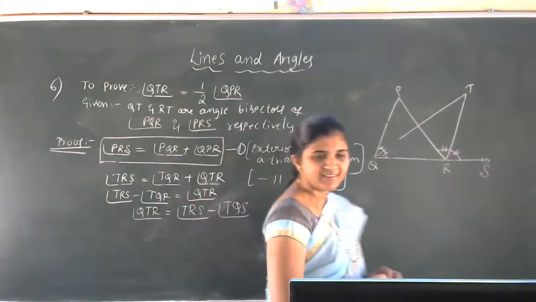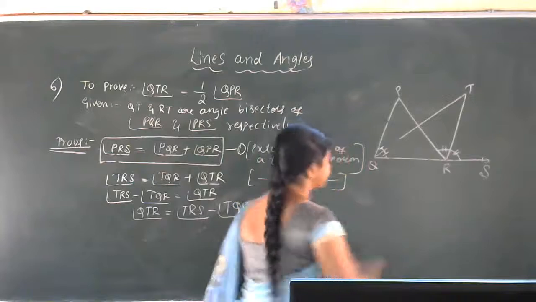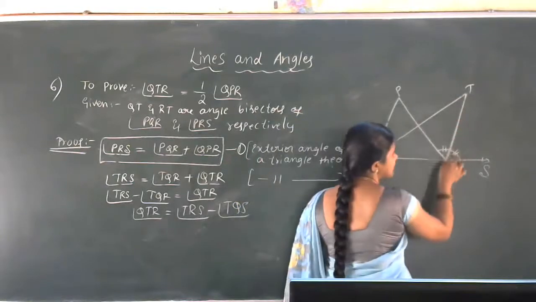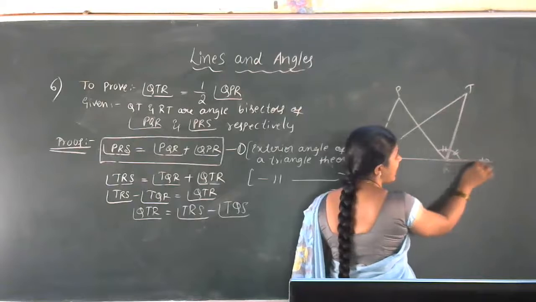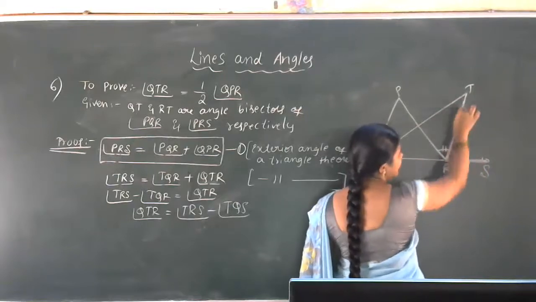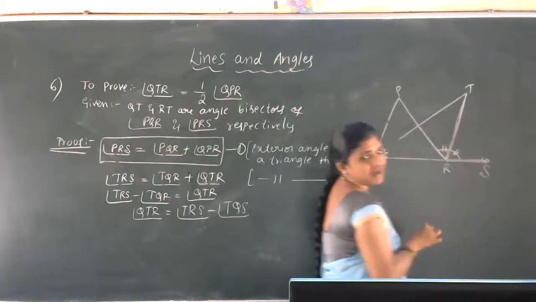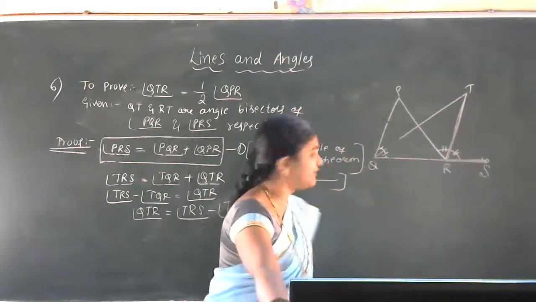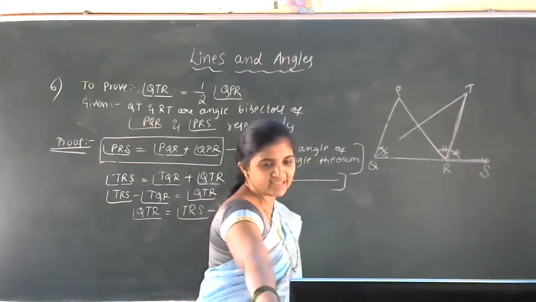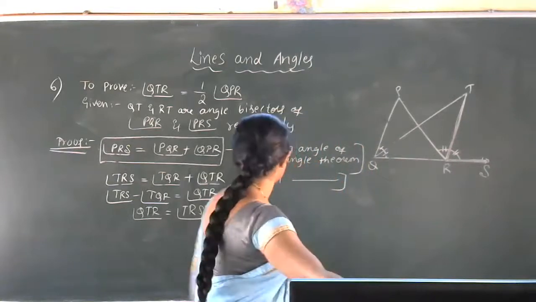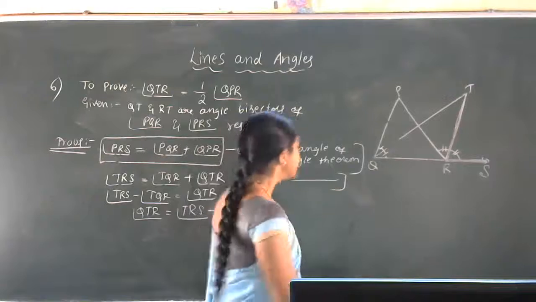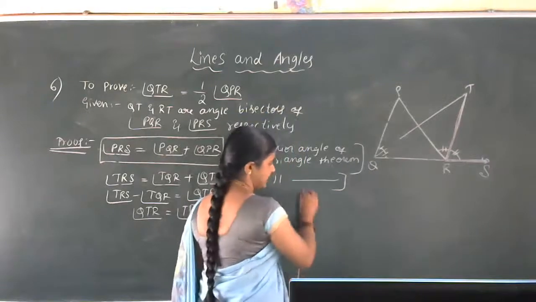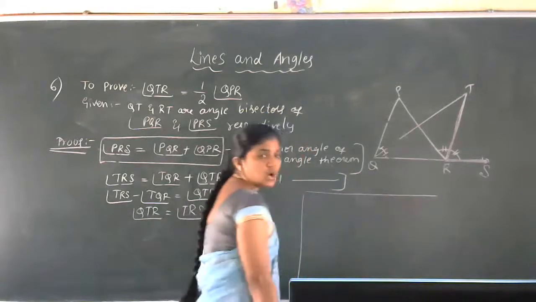You have to message me. See your TRS. How can we write TRS? Quickly. We are observing something very good. Some students messaged me that TQS is half of angle PQR. Very good. So let us write down the data in one corner.